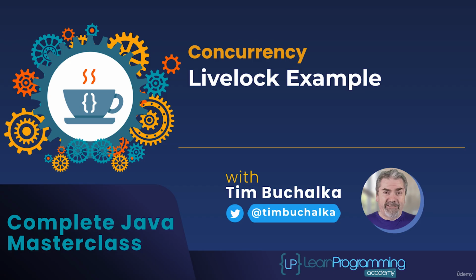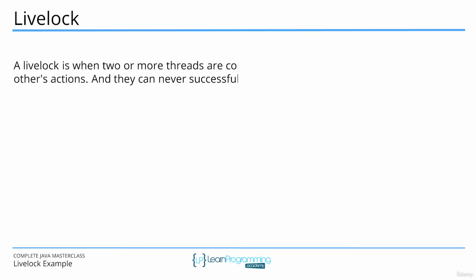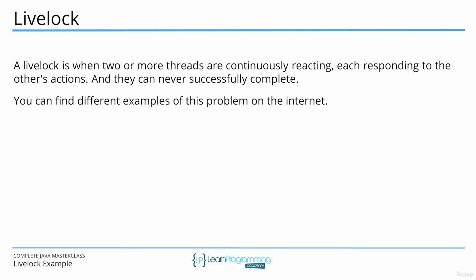In the last video, we looked at a deadlock. In this video, I'll be showing you an example of a live lock. A live lock is when two or more threads are continuously reacting, each responding to the other's actions, and they can never successfully complete. You can find different examples of this problem on the internet.